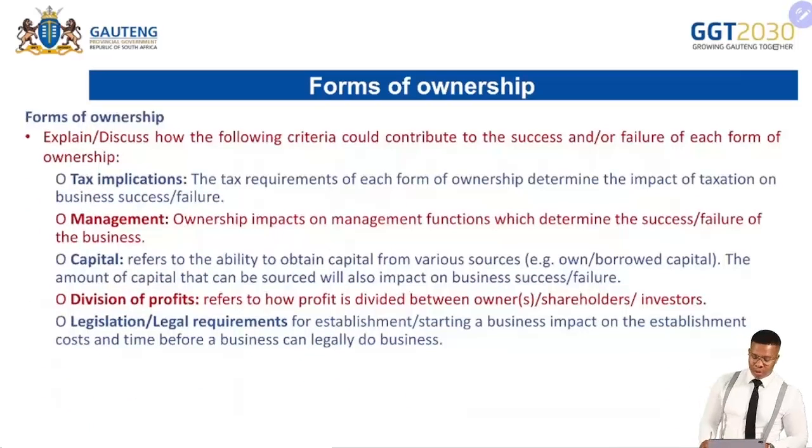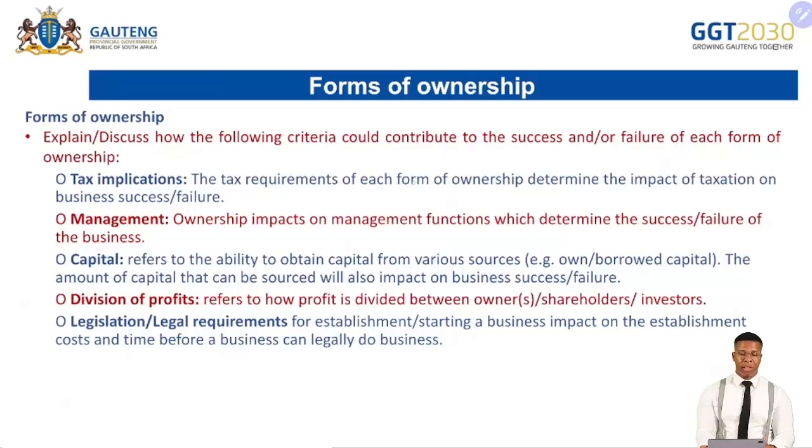Let us look now into forms of ownership. The focus there should be your criteria. What are your criteria? Tax implications, management, capital, division of profit, and legislation or legal requirements. What is key to note there is that the tax requirements for each form of ownership differ, and they impact on the success or failure.